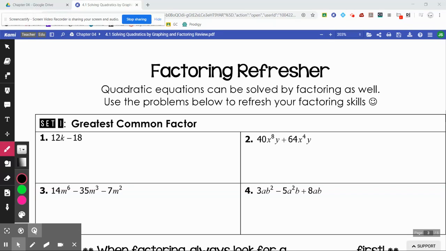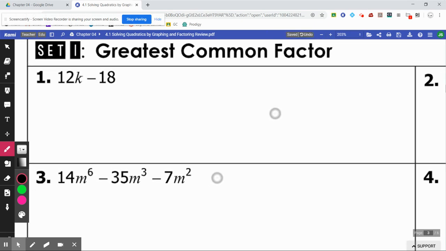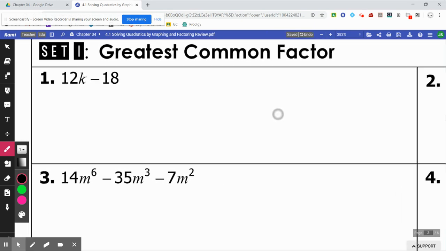Okay, in this video, we're going to do a factoring refresher. Quadratic equations can be solved by factoring as well. Use the problem below to refresh your factoring skills. So let's remind you how to factor before we go into solving equations by factoring.